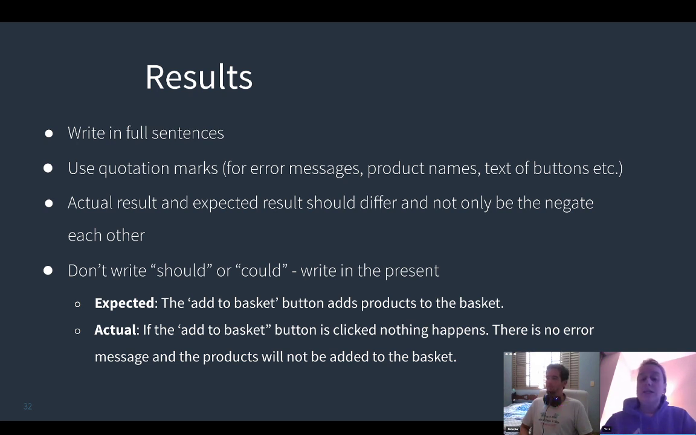As a good example, in the expected result you can write, "The add to basket button adds products to the basket." And don't write, "The add to basket button should add products to the basket." Just stick to what it does, what you expect, but you don't need to write "it should" or "it could."